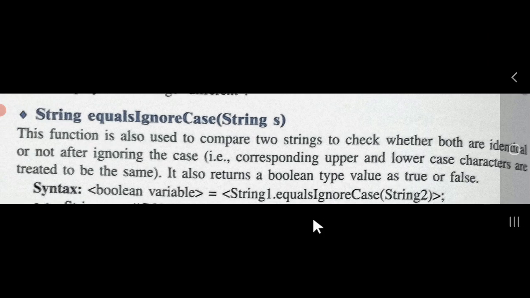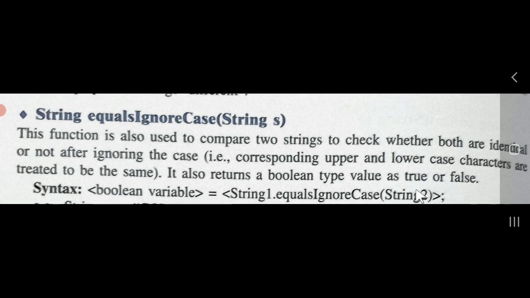All right. After that, string equals ignore case. Java is a case sensitive language. Students, if the cases are not matched and the alphabets are same, even then equals will return the value false, because cases are different, though alphabets may be same. Now here, students, equals ignore case solves that problem, and we pass a string s here. This function is also used to compare two strings to check whether both are identical or not. After ignoring the case, the corresponding upper and lower case characters are treated to be the same. It also returns a Boolean type value as true or false, right?